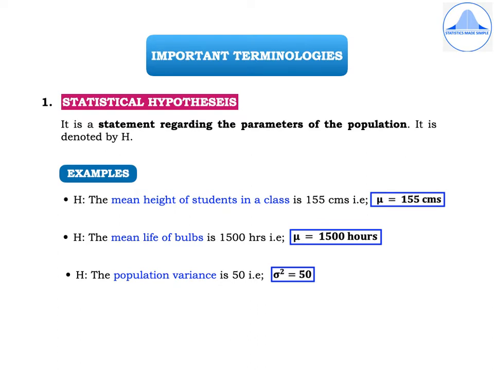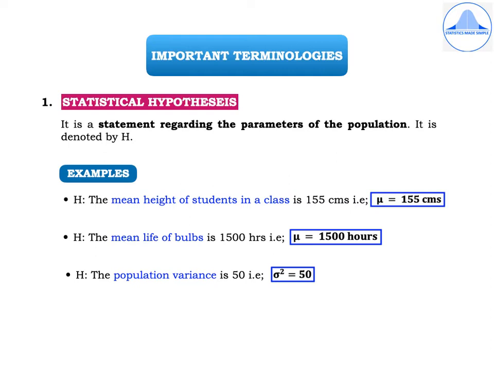The introduction given is only for understanding purpose, and let us now move on to the actual definition of what is the hypothesis and the different types of hypothesis. Now, each of these definitions can be asked as a 2 marker along with an example. The first definition is a statistical hypothesis. It is a statement regarding the parameters of the population, and it is denoted by H.